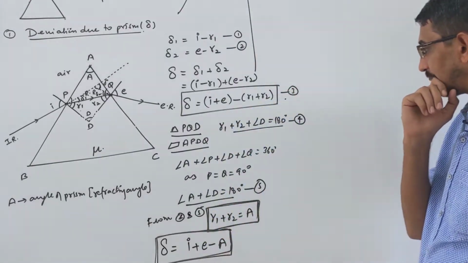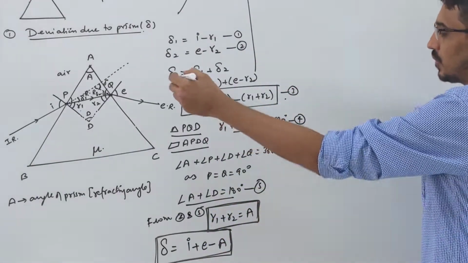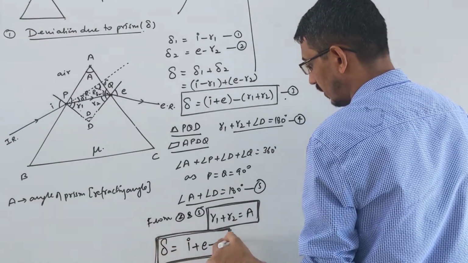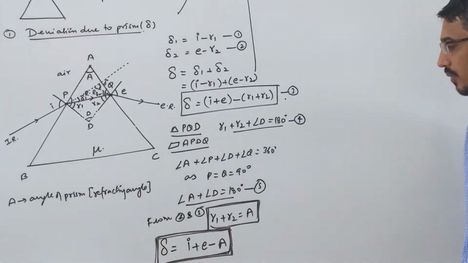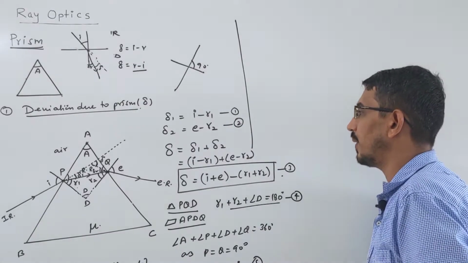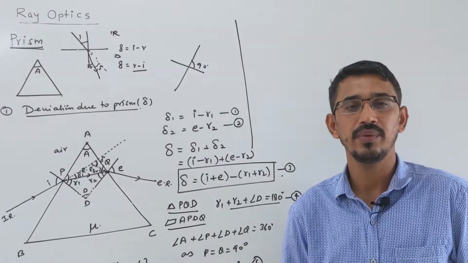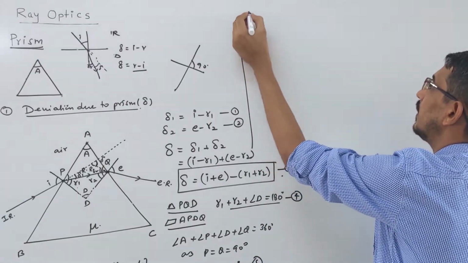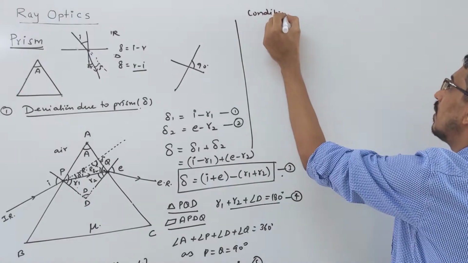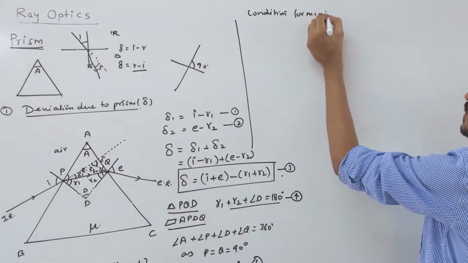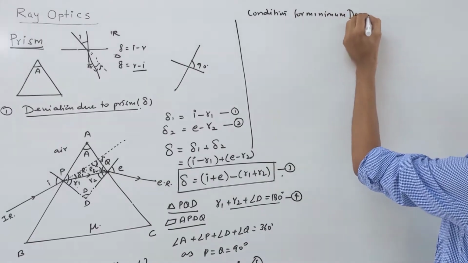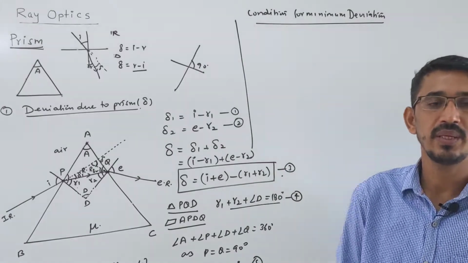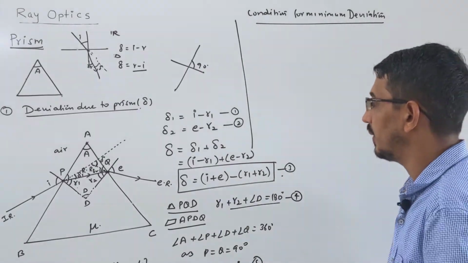Okay, so look here, first we talk here. This is the normal deviation formula and very important. A lot of questions you will see based on this. Now, as I said, we want to calculate the condition for minimum deviation. When will the deviation be minimum? So I'm writing here the condition for minimum deviation. You want to get the conditions for when the deviation will be minimum.